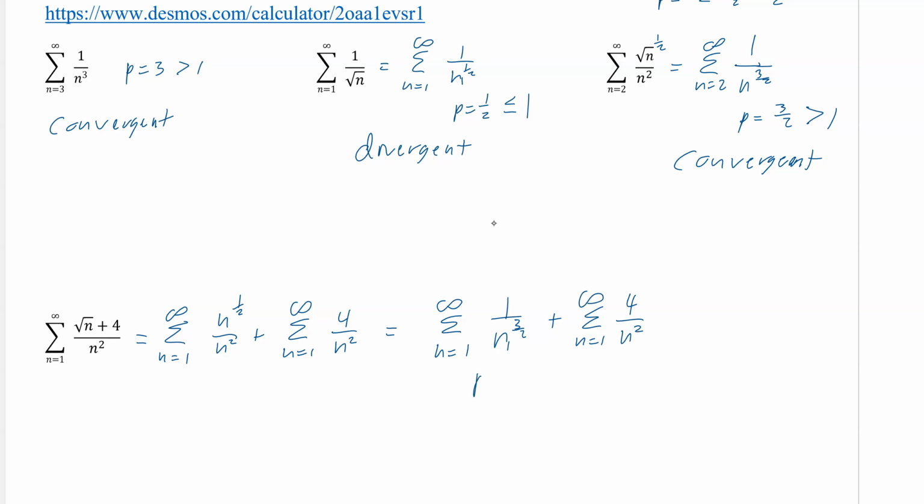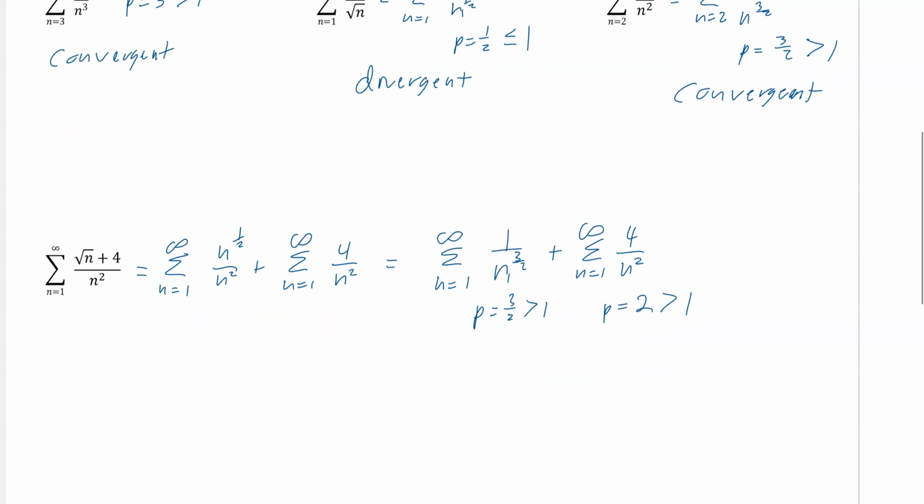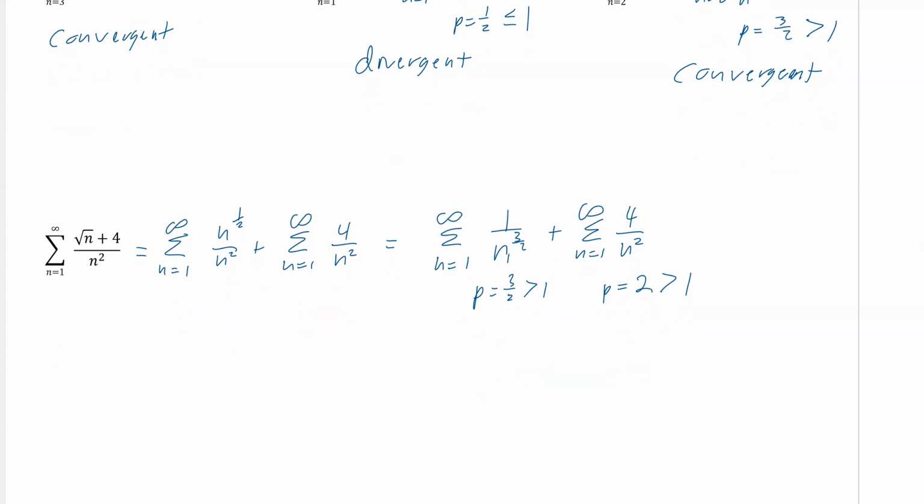And so here, our p equals 3 halves, which is greater than 1. Our p equals 2, which is greater than 1. And so if they both converge, then the series itself converges. So it is convergent.